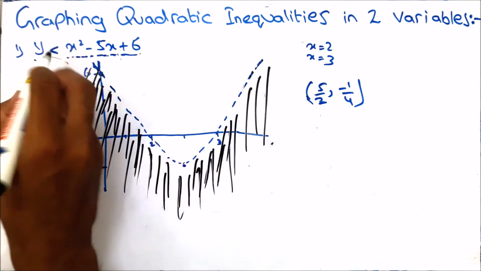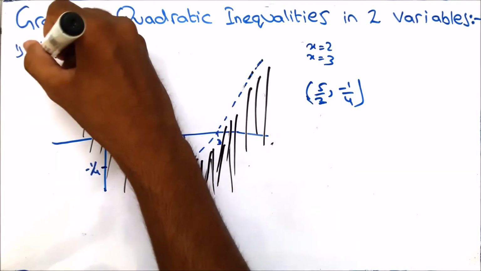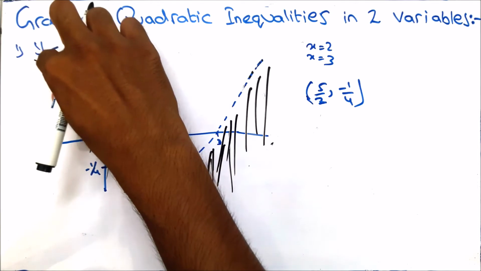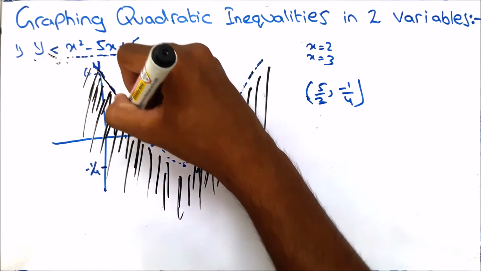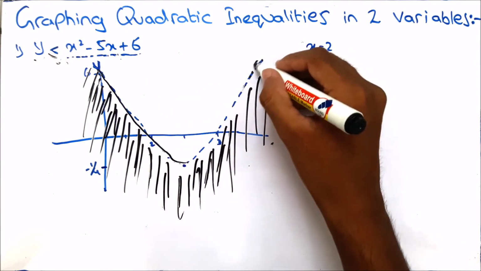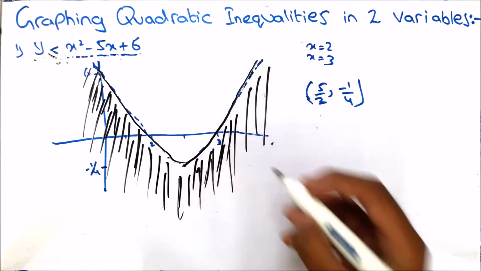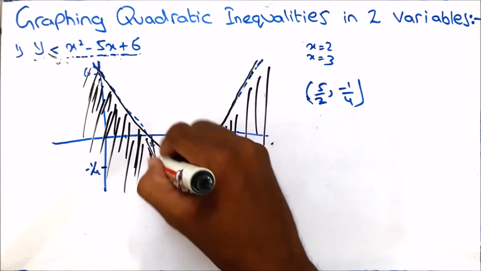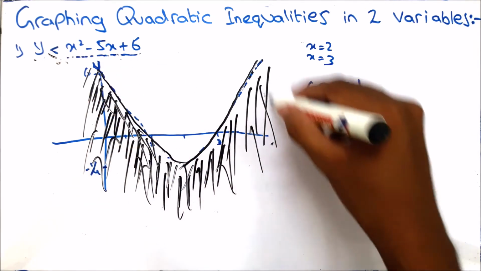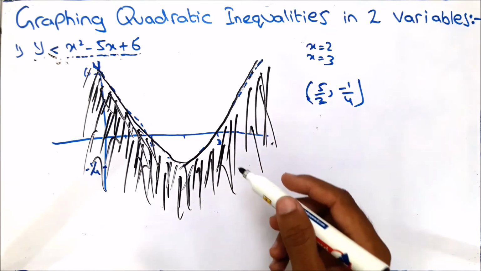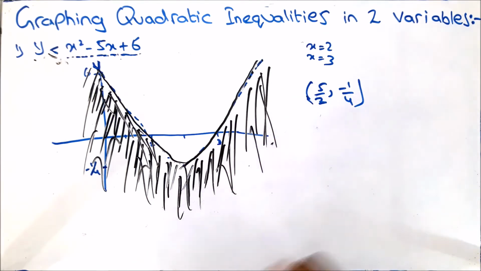Okay, if we have this sign over here, then what difference will it make? It will include all these points on the graph too. It won't be a dotted graph, and we'll shade everything below it. Everything below the curve. That's how we shade quadratic inequalities.